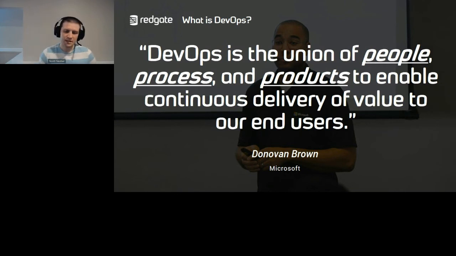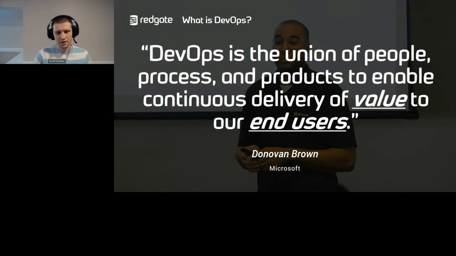And the last part is delivering value to our end users. Ultimately, everybody who's on this call right now, the only reason any of us have a job is because we deliver value to our end users. Our end users don't care if we're using Kubernetes or whatever the latest hotness is. They just care that we're delivering value to them consistently, reliably, and as quickly as possible. And a DevOps pipeline will help you do all three of those things.